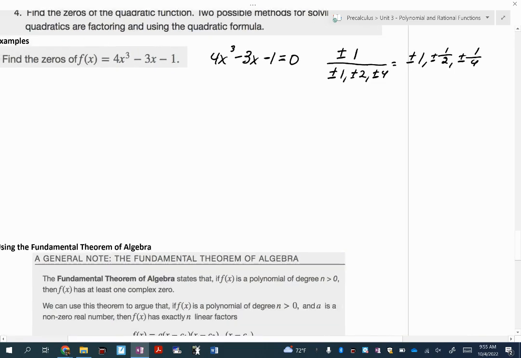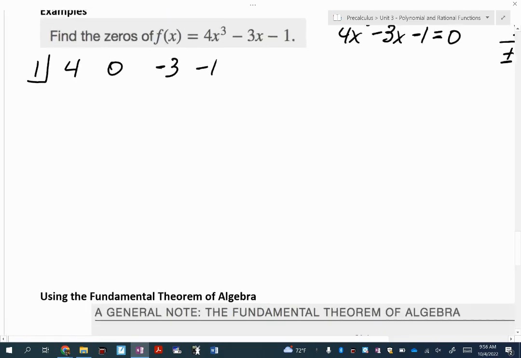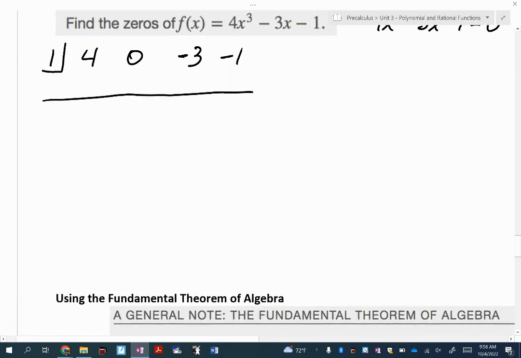Okay, so let's start with positive 1. And this is where I tell students you're hoping that you get 1 on the first one. We're missing something in order, so don't forget the placeholder for x squared. So 0x squared, then negative 3 and negative 1. Let's zoom in here, see if we get 0. 4 times 1 is 4, that's 4. 4 times 1 is 4, that's 1. 1 times 1 is 1. Excellent, so we got 0.